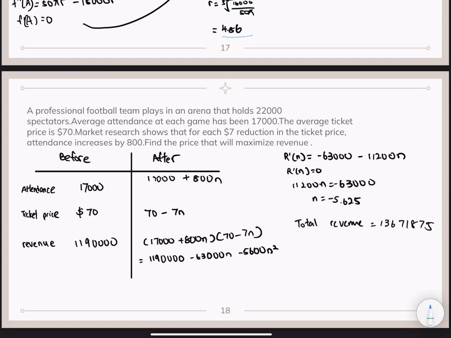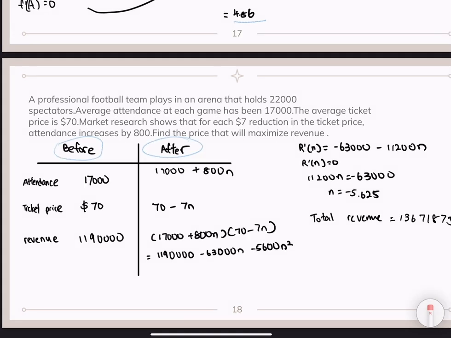A professional football team plays in an arena that holds 22,000 spectators. Average attendance at each game has been 17,000. The average ticket price is $70, and market research shows that for each $7 reduction in the ticket price, attendance increases by 800. Find the price that will maximize the revenue.